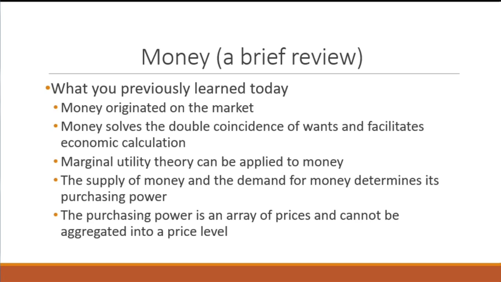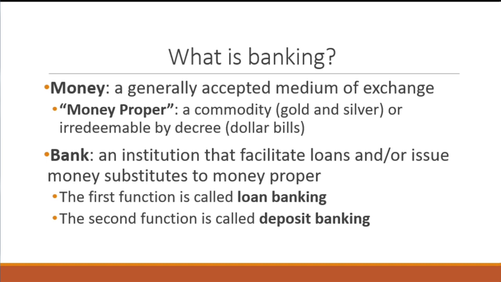We learn that there is a demand for money, and this is based off of the marginal utility to hold money, so the benefits that come from using money. So it's no different than any other good. The supply of money and the demand for money determines its purchasing power, right? And if you increase the supply of money, that's going to lead to a lower purchasing power. The prices of goods will rise. The purchasing power is an array of prices, and it can't be aggregated into a price level. We learn that it's not a rising sea level, but instead certain prices are going to rise more than other prices. So anyway, with this basic review, we can go into what exactly is banking, right?